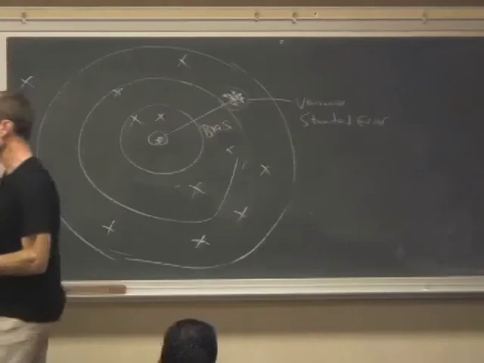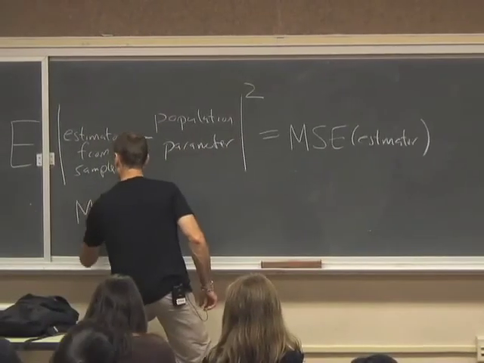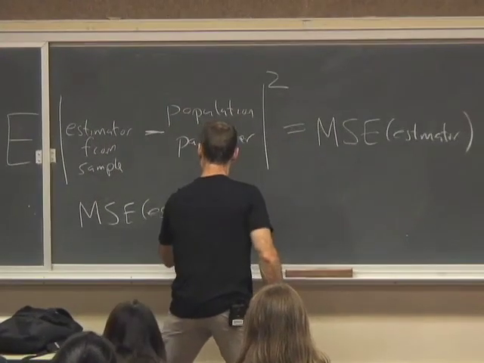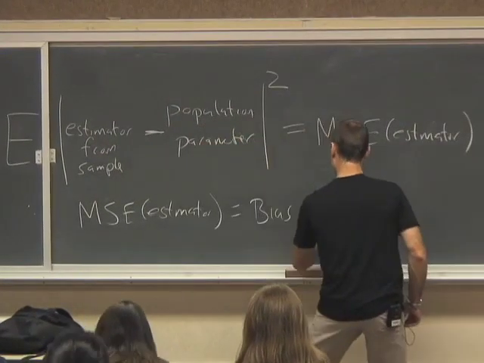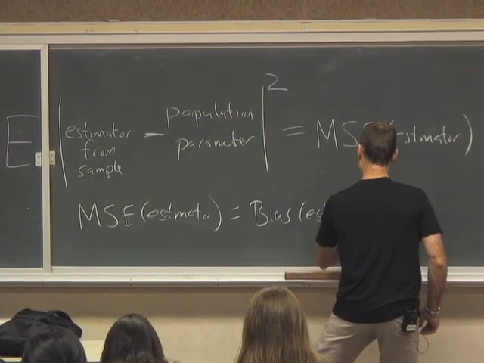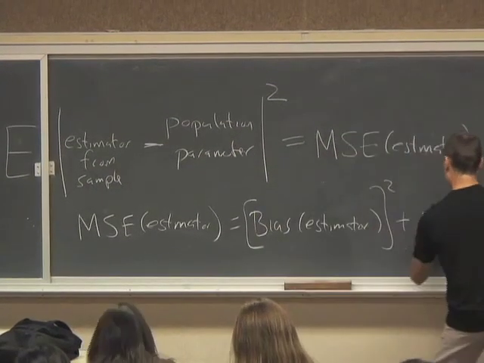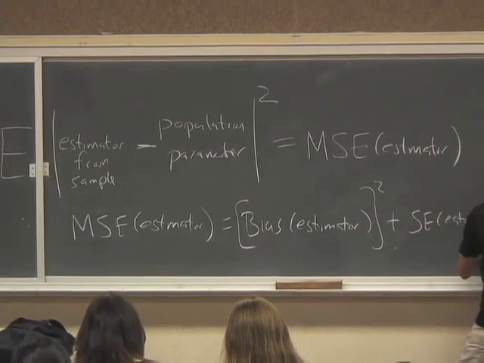So in fact, you can write the mean squared error of an estimator as equal to the bias of the estimator squared plus the standard error of the estimator squared.